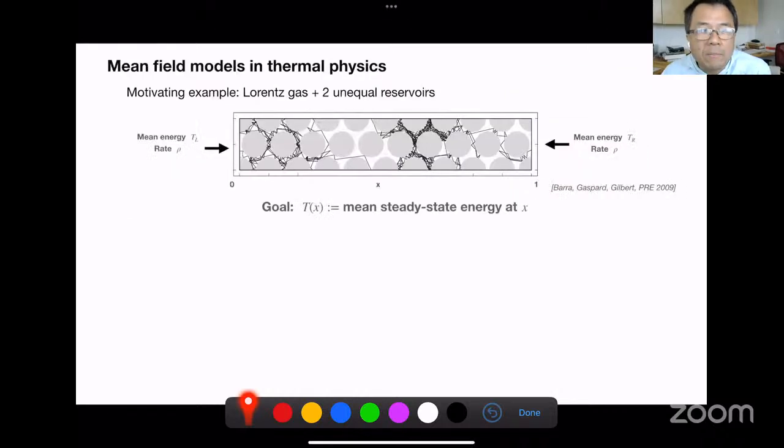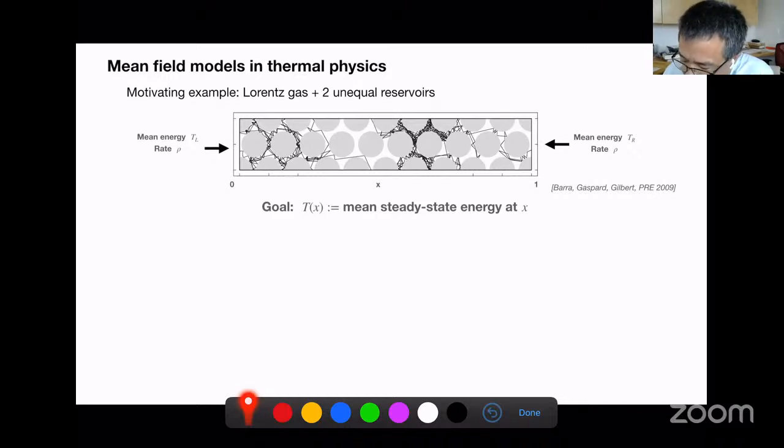All right, so first I want to recall some very familiar ideas from statistical physics. Okay, so this is a model that probably many of you know very well. I'm just trying to make things concrete.